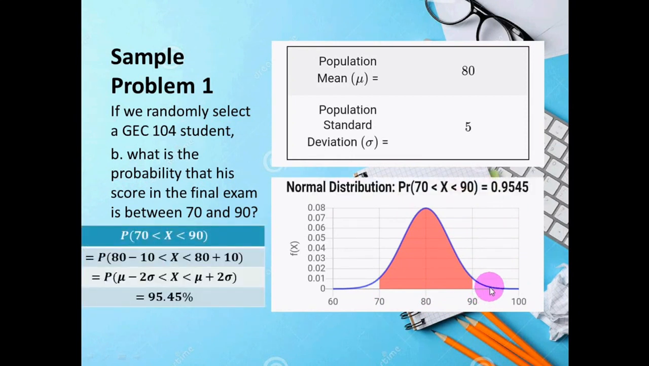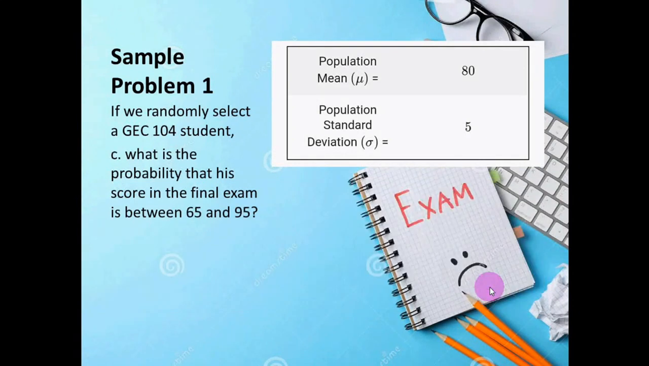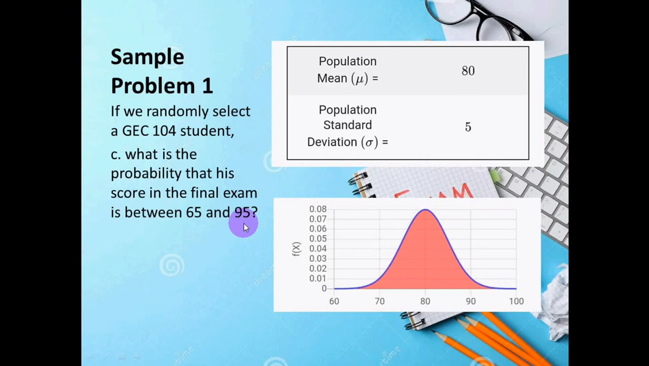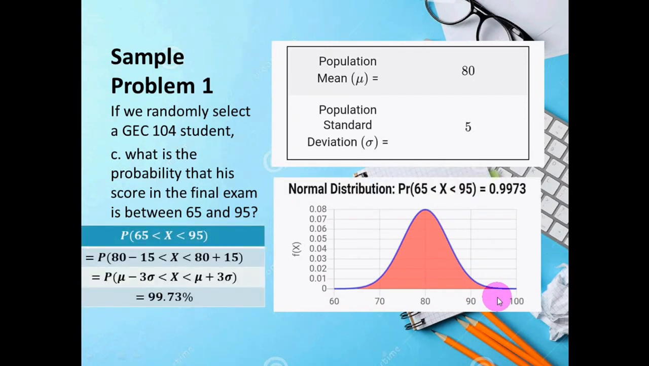95.45%, or that is 0.9545. And lastly, what is the probability that his score in the final exam is between 65 and 95? Again, 65 right here is 3 standard deviations below the mean, and 95 is 3 standard deviations above the mean. So now, by empirical rule again, the probability that the value of a random variable falls within 3 standard deviations away from the mean is equal to 99.73%, or 0.9973.